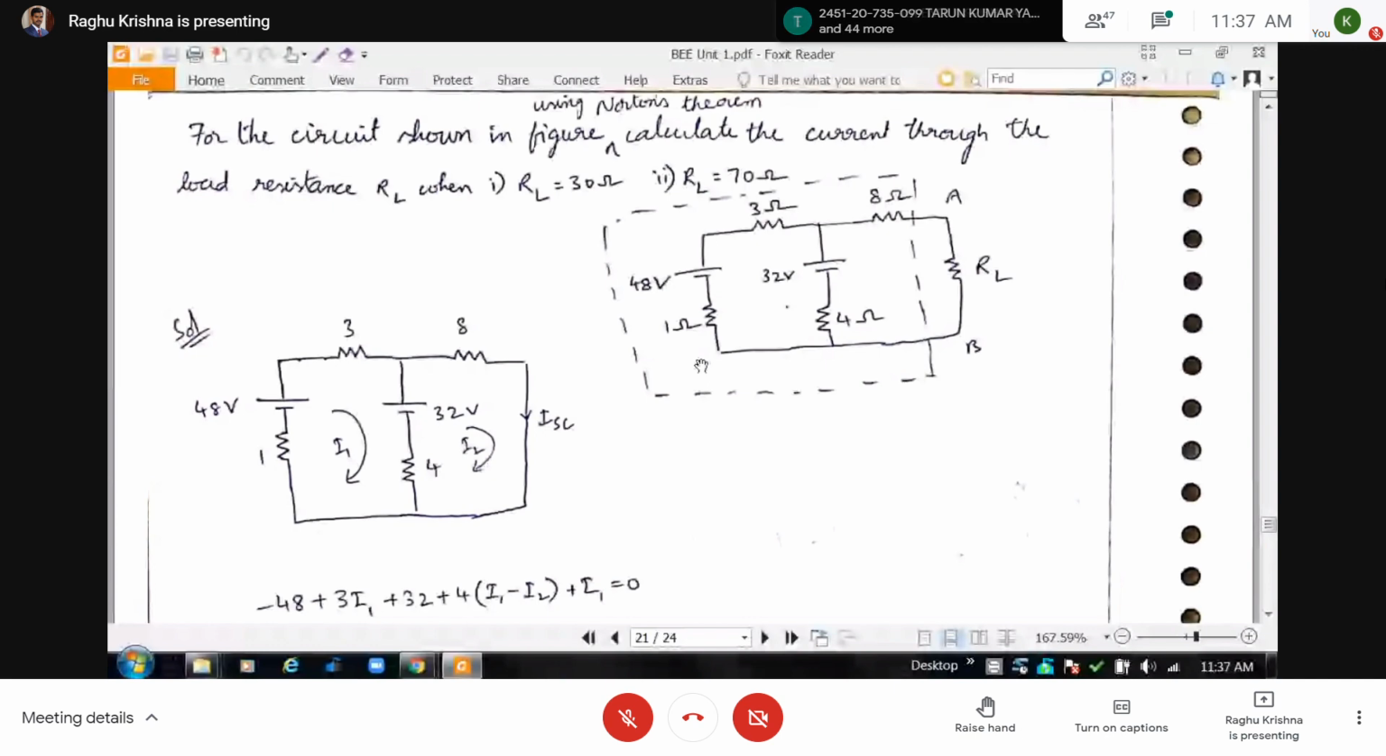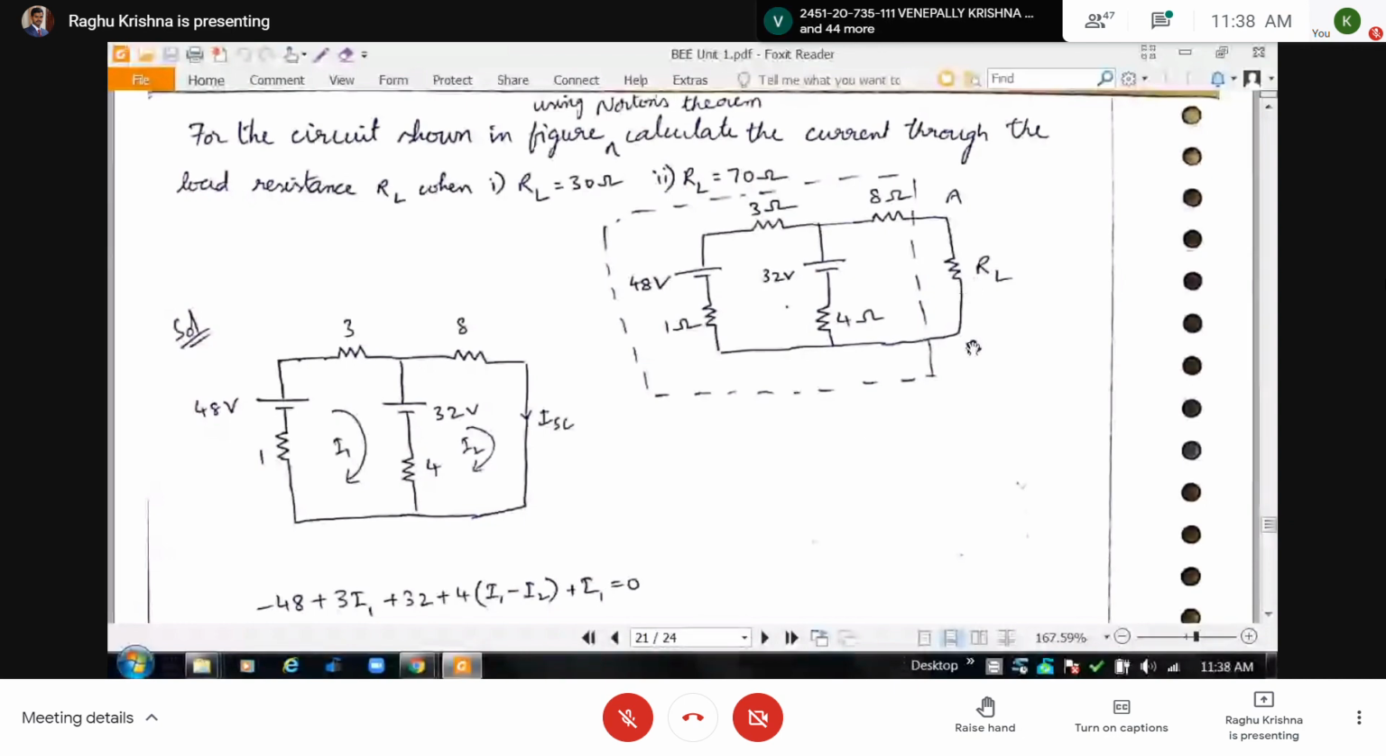So here, first, we are going to find the current using Norton's theorem. Except RL, for the remaining circuit, we have to get the Norton's equivalent. So here it is shown in the dashed box. So for this, first in Norton's theorem, what we have to do? We have to find out the short circuit current. So here, remove RL and join A and B. Here, this is the circuit.